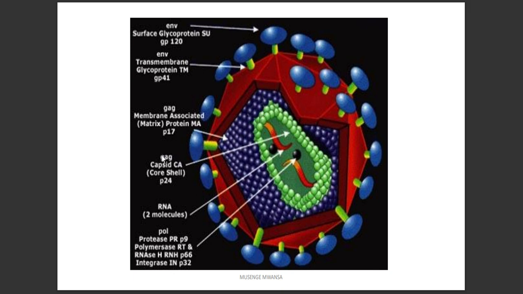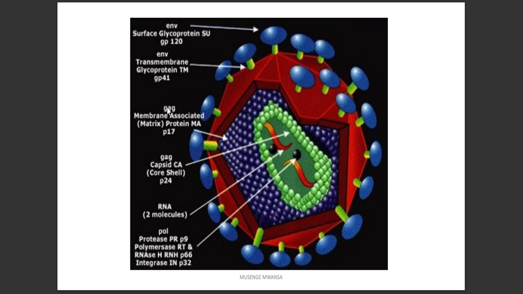And then we also have capsid, which is on the core, this center. The capsid is made up of P24. P24, protein 24, is what makes up the capsid. And then inside the capsid, you have got two molecules of RNA, and then we have got proteins. So basically, that is the structure.